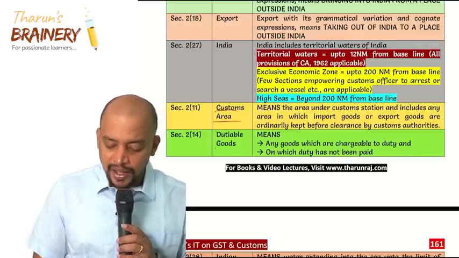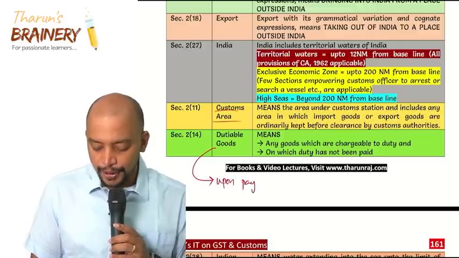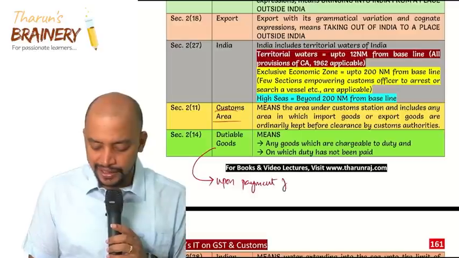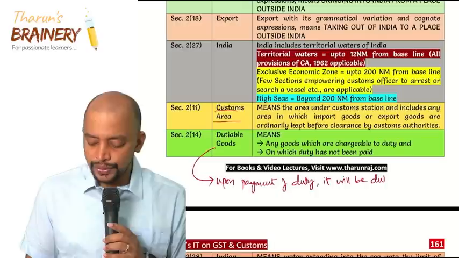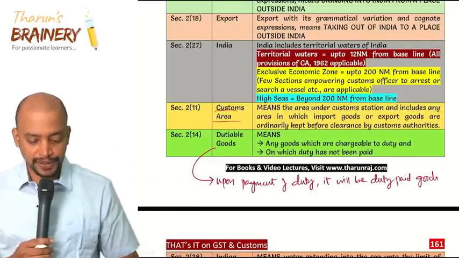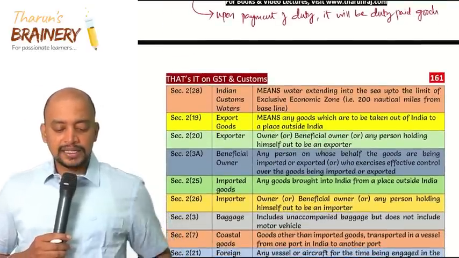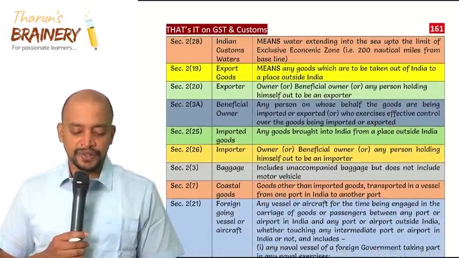You can write that upon payment of duty, it will be duty paid goods. Then next, Indian customs waters. Already we know it is up to 200 nautical miles from the baseline.